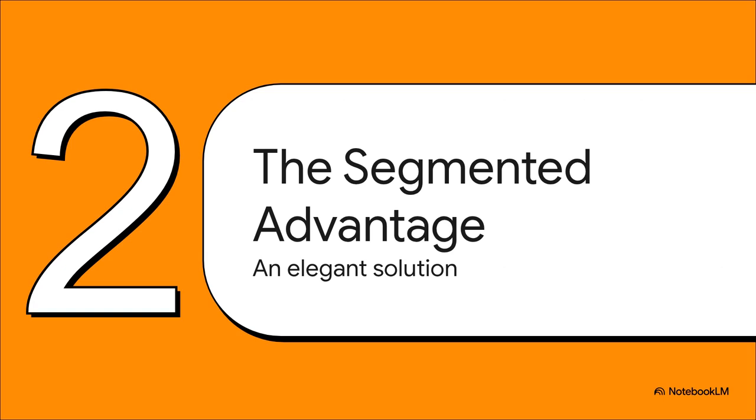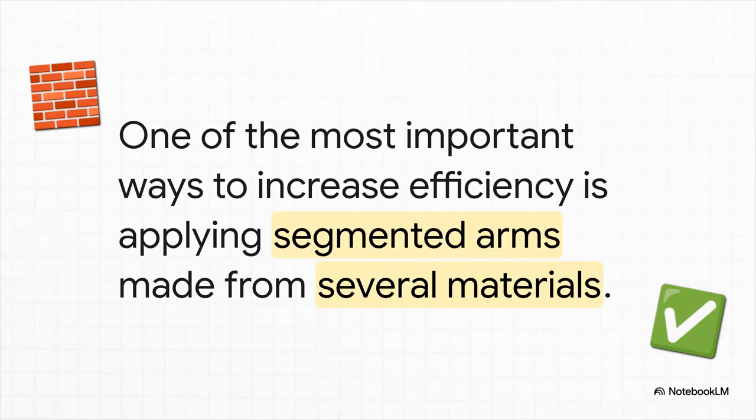Section 2, the segmented advantage. And the answer to that question is, what if you didn't have to pick just one? This is where we get to a really elegant solution to this whole material problem. So the solution is actually brilliantly simple, at least in concept. You don't use one material, you use a bunch of them. You basically build the generator's arms out of different segments, stacking these materials on top of each other. It's kind of like a thermoelectric layer cake.